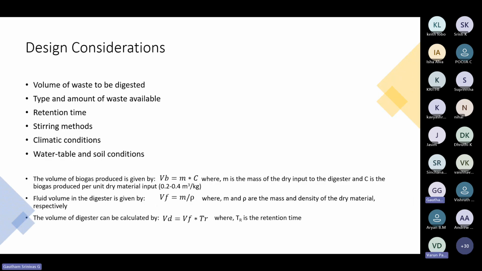Some design considerations of a biogas digester: you have to consider the volume of the digester, the volume of the waste to be digested, the type and amount, the retention time, the stirring methods, and the climatic conditions, because the temperature plays a very big part in the reaction moving forward. If the temperature is between 25 and 35, that is ideal. But during summers, it may go up to 40 or even more, so that time it could be an issue.